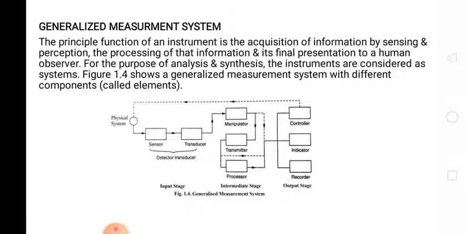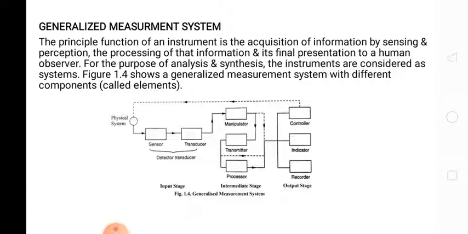For the purpose of analysis and synthesis, the instruments are considered as a system. Now after giving some input to any system, that system performs some analysis or synthesis inside that instrument, and gives the result, or gives some recorded form, or some indicated form of information on the display panel. So this is the type of generalized measurement system. In the generalized measurement system, there are some different components. Those components are named as elements. Likewise, in this slide you can observe that a block diagram is shown.